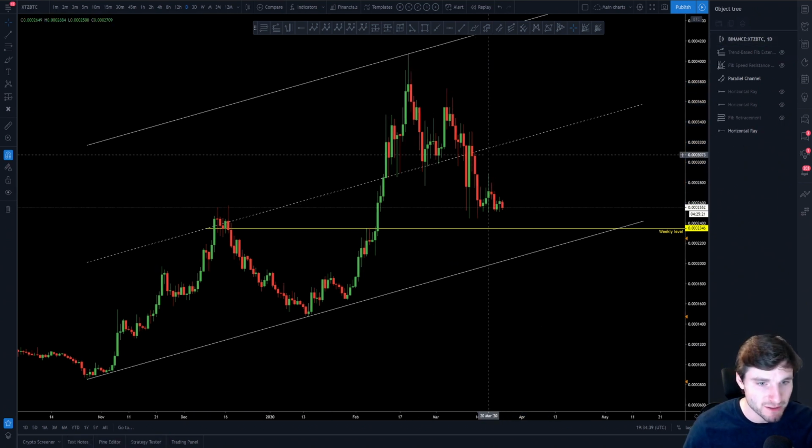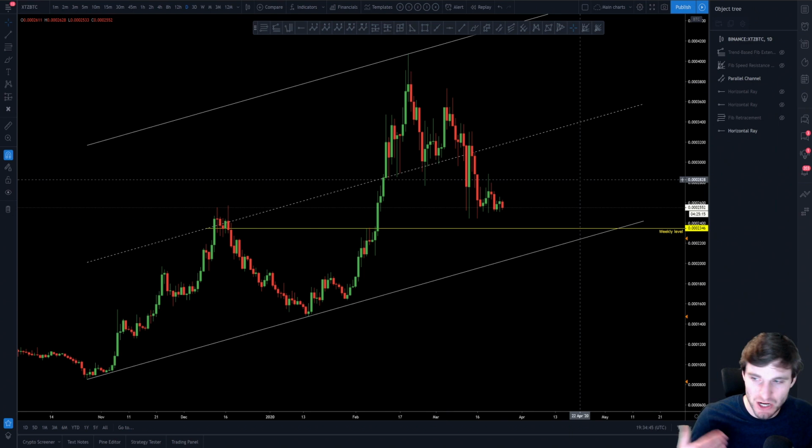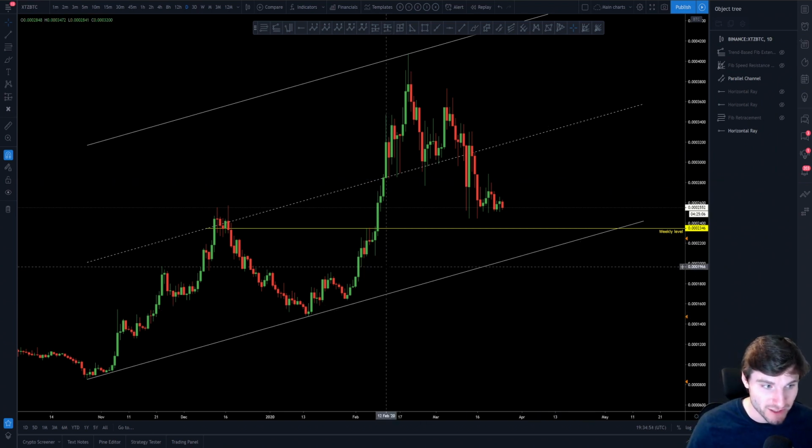A really nice parallel channel, a really big weekly support level, and a 618 rejection. From here, this is our base, very much a base, and now we're trying to expand upon this. I think Tezos is coming down. Obviously it's a coin that moved up really nicely.